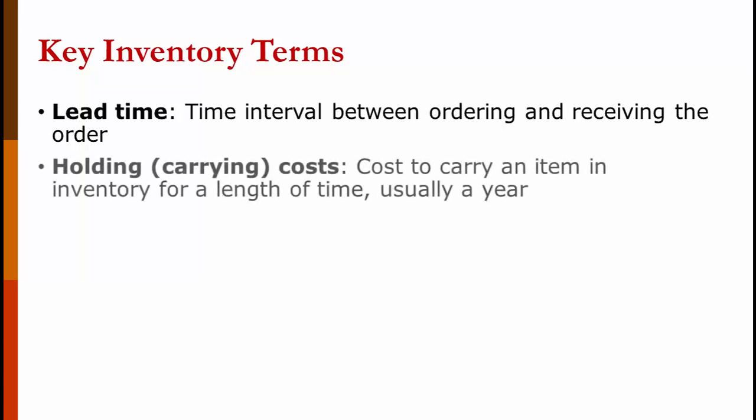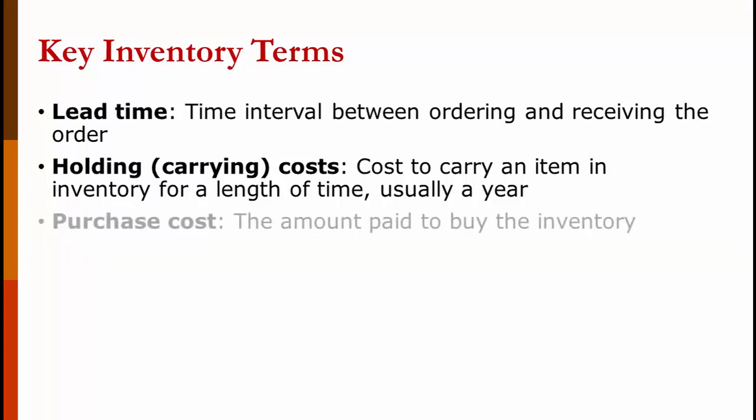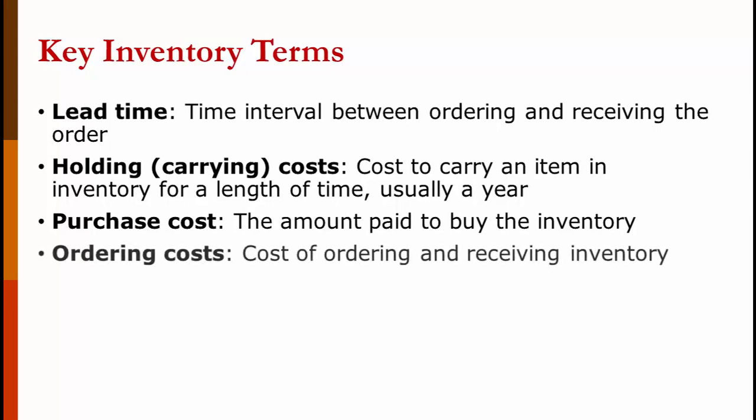Holding costs are the cost of carrying an item in inventory for a length of time, usually a year. Holding costs are also known as carrying costs. Purchase cost is the amount you pay to buy the inventory. That includes both the amount you pay the seller and the cost internally that you have to pay the people to place the order.